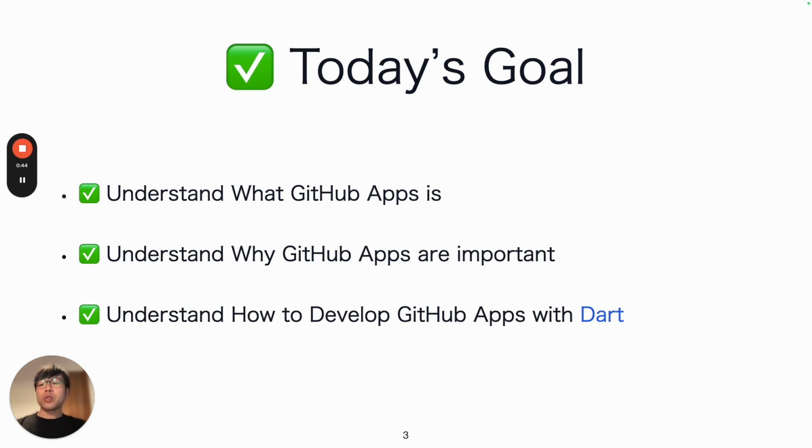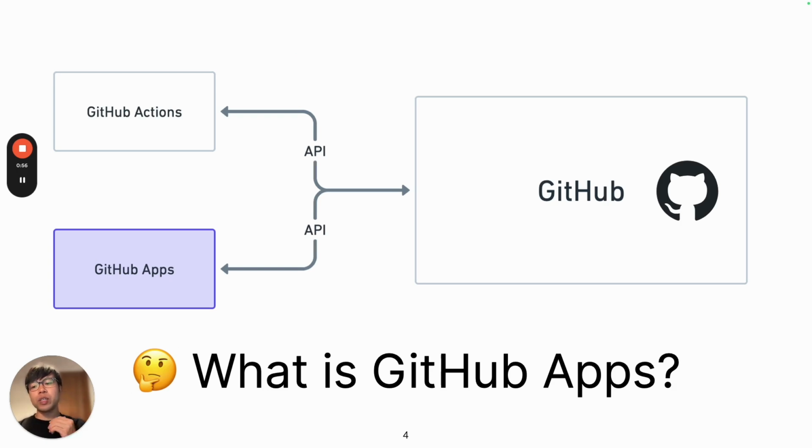Today's goal is to understand what GitHub Apps are, why GitHub Apps are important, and how to develop GitHub Apps with Dart. Before diving into the contents, let's talk about what GitHub Apps are. GitHub Apps use the GitHub API to provide some functionality to your repositories. I think it's difficult to understand what GitHub Apps are, so I will give you some examples.